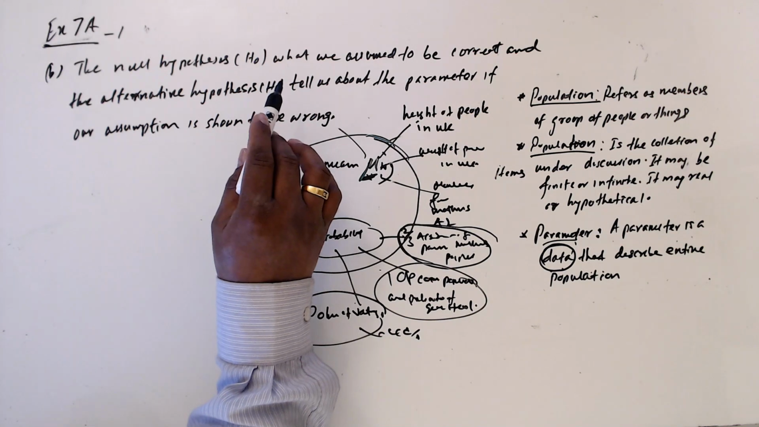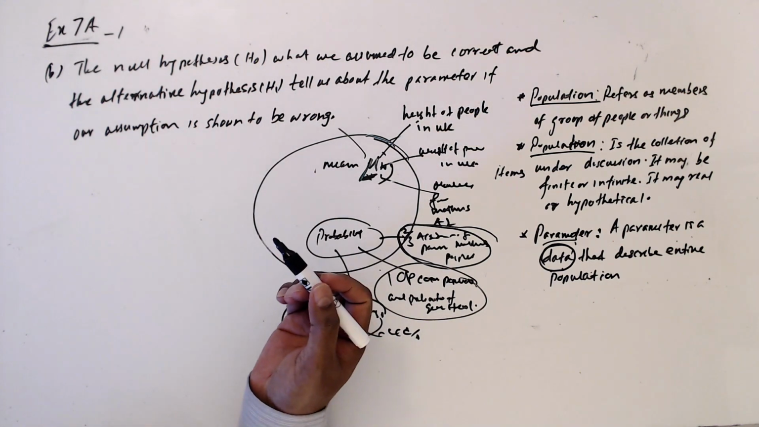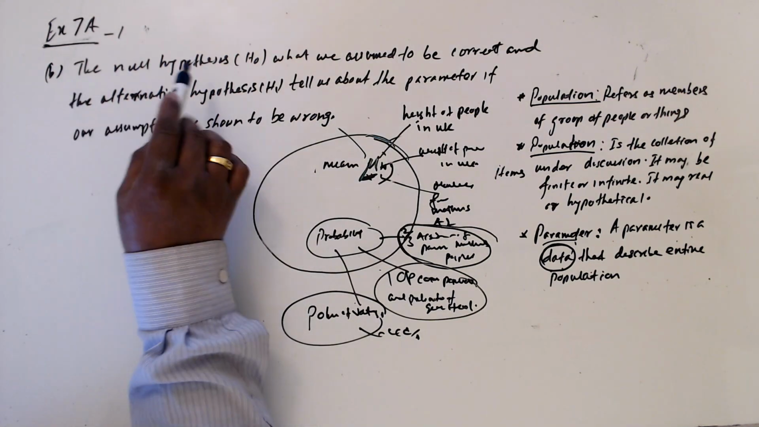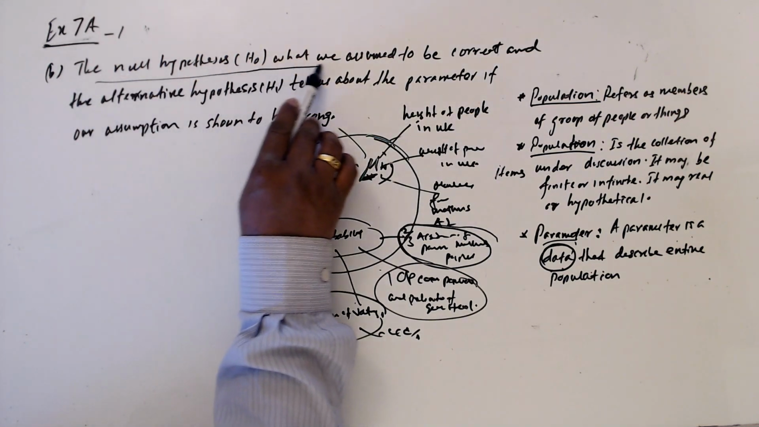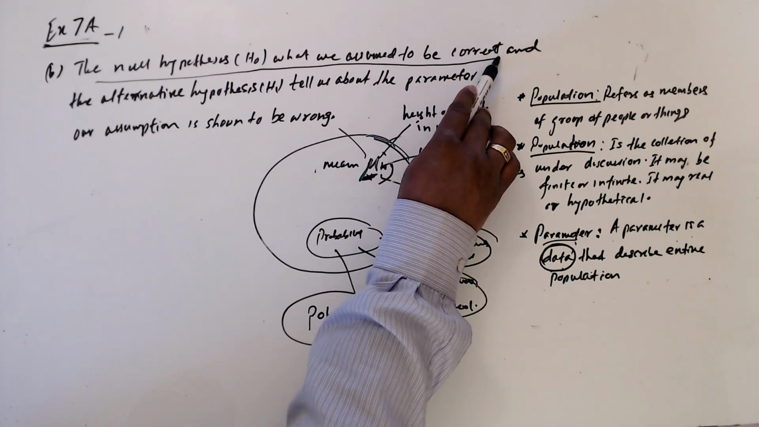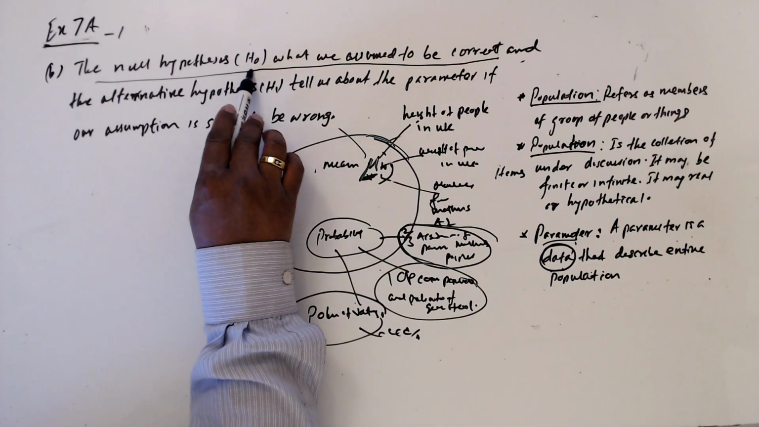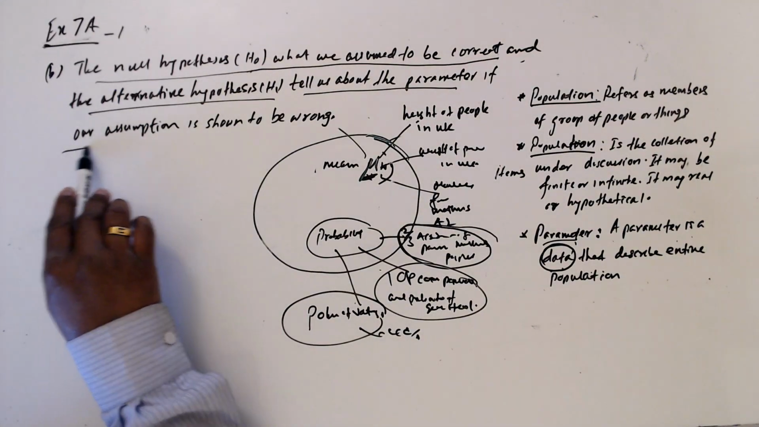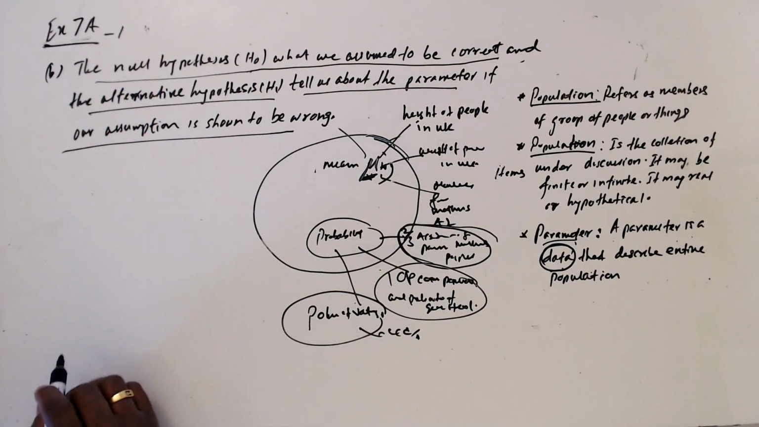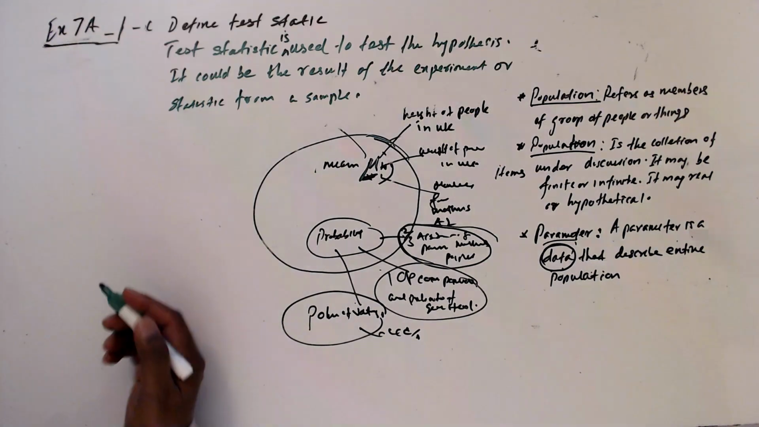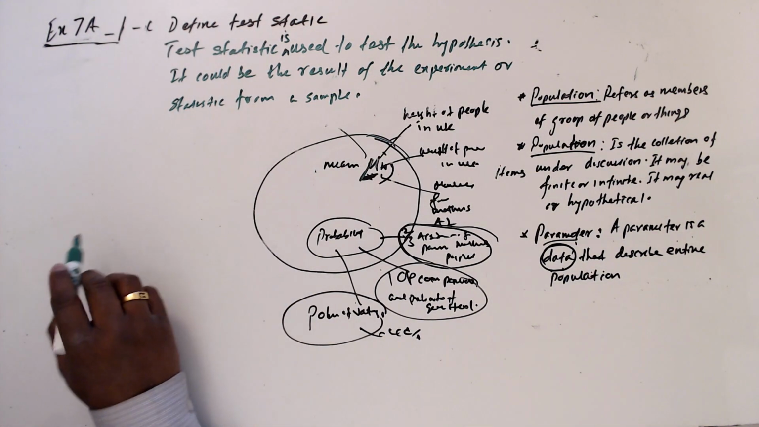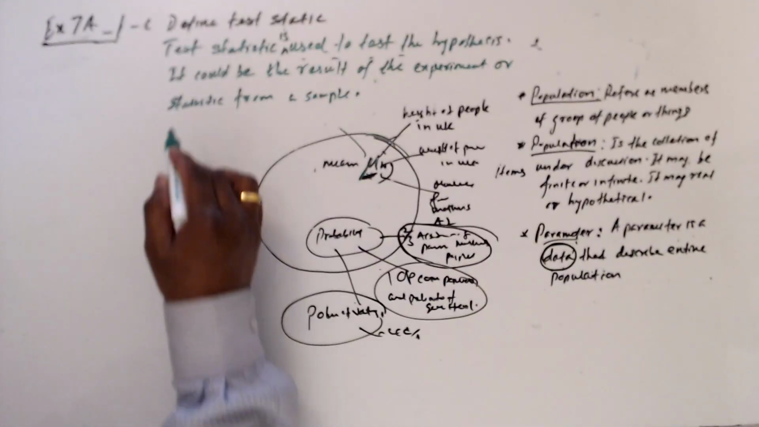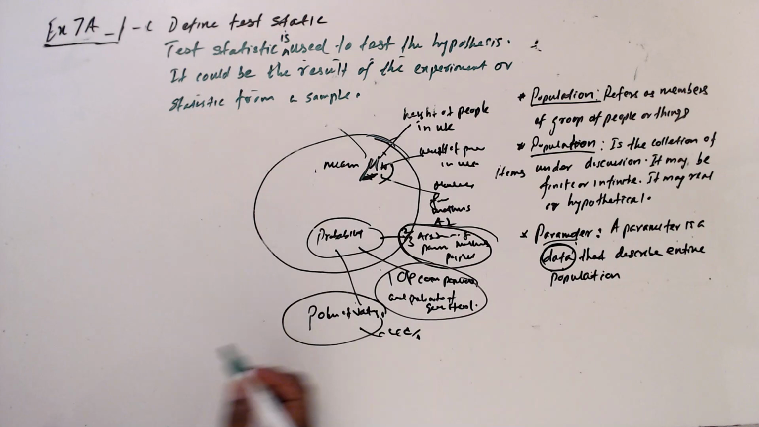Define the null hypothesis and the alternative hypothesis and state the symbols used for them. This is very straightforward. The null hypothesis is what we assume to be correct, and we use H0. The alternative, H1, tells about the parameter if our assumption is wrong. Part C is: define the test statistic. The test statistic is used to test the hypothesis. It could be a result of the experiment.